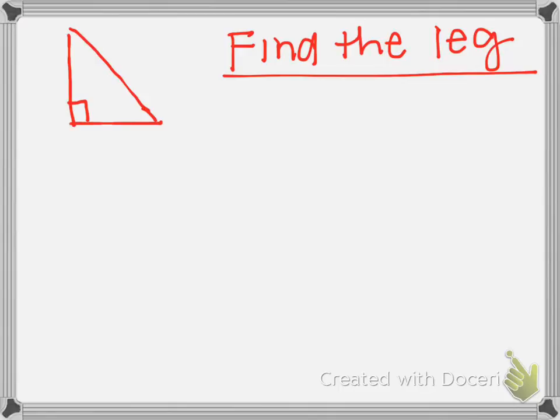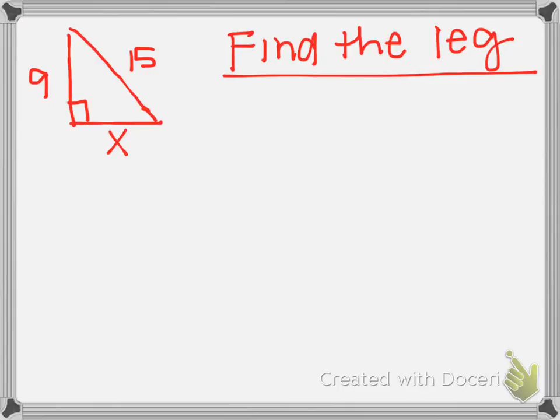So we want to find the missing leg. So we're going to say our hypotenuse is going to be 15. And then we're going to call this leg over here the length of 9, and we want to look for this side. Now, normally you could call this b. Sometimes you may see a different variable. They could call it x.